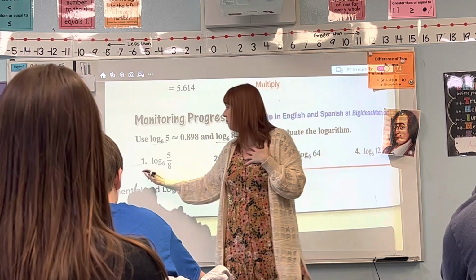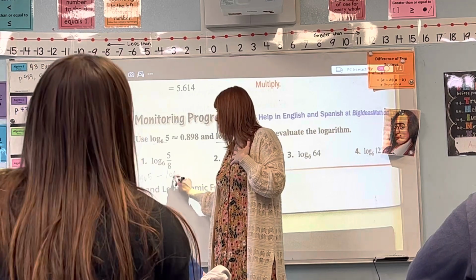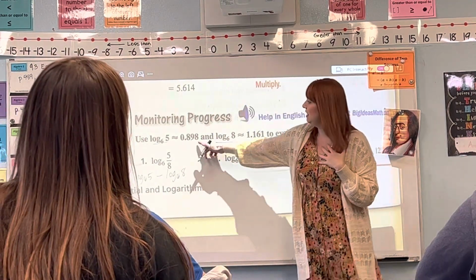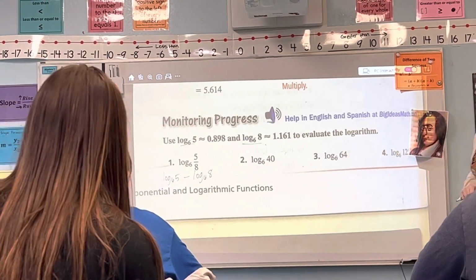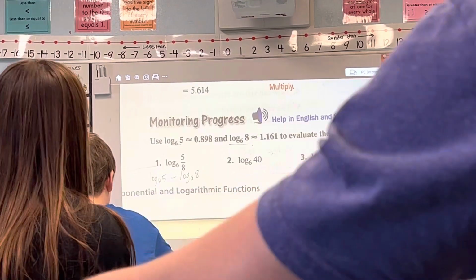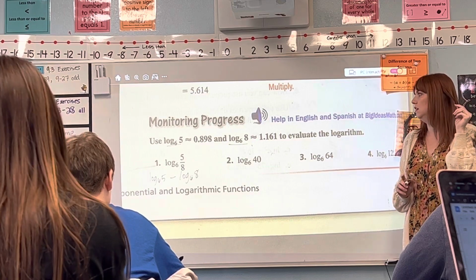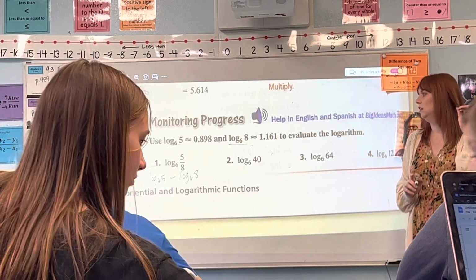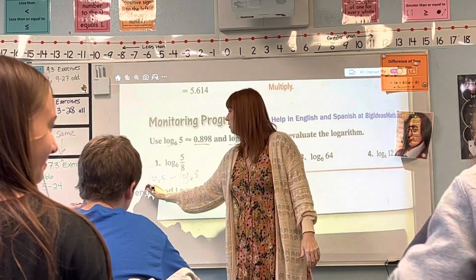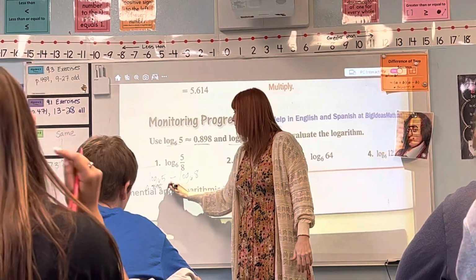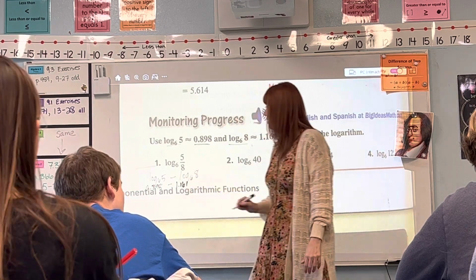So you could split this one up into log base 6 of 5 minus log base 6 of 8. And we are given each of those values. You just take them and subtract them and get your answer. Okay? So would it be log base 6, and the base is the fraction? When you subtract, log base 6 of 5 is this number, so I would just do this number minus this number, because it's 5 over 8.